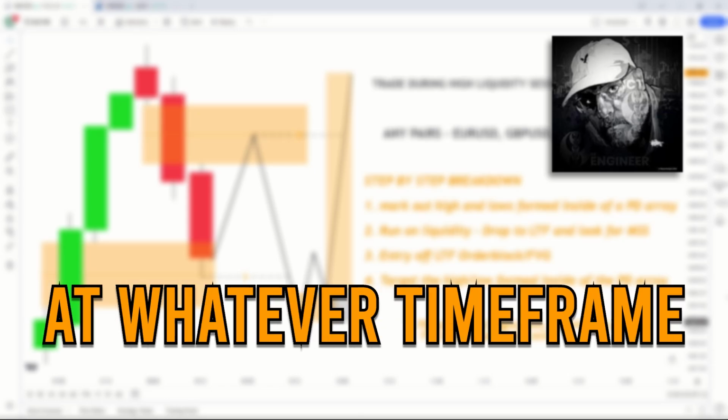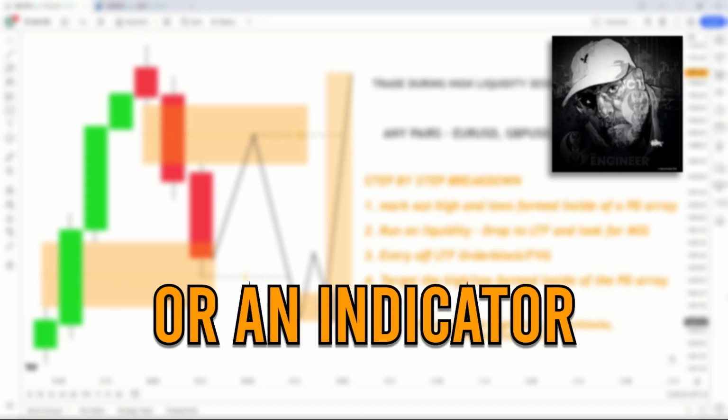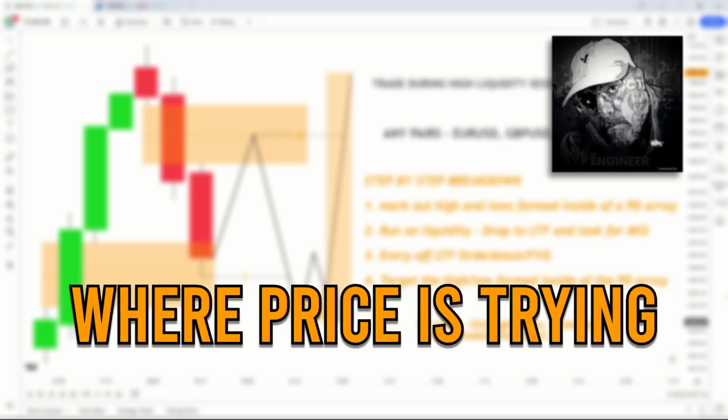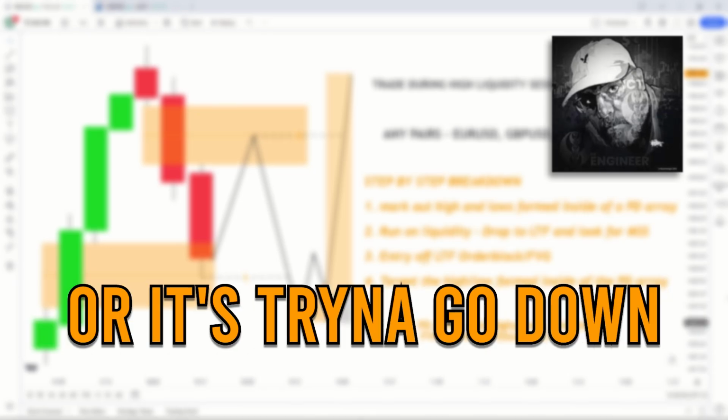because you're looking at whatever time frame you're looking at, and you're trying to find a pattern or an indicator indicating something, instead of understanding where price is trying to travel to. It's trying to go up or it's trying to go down.